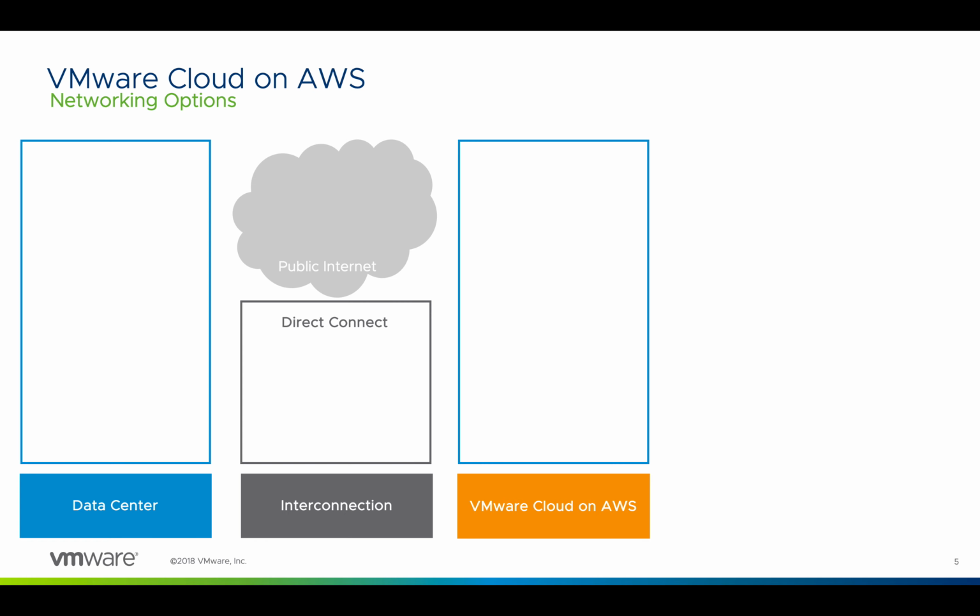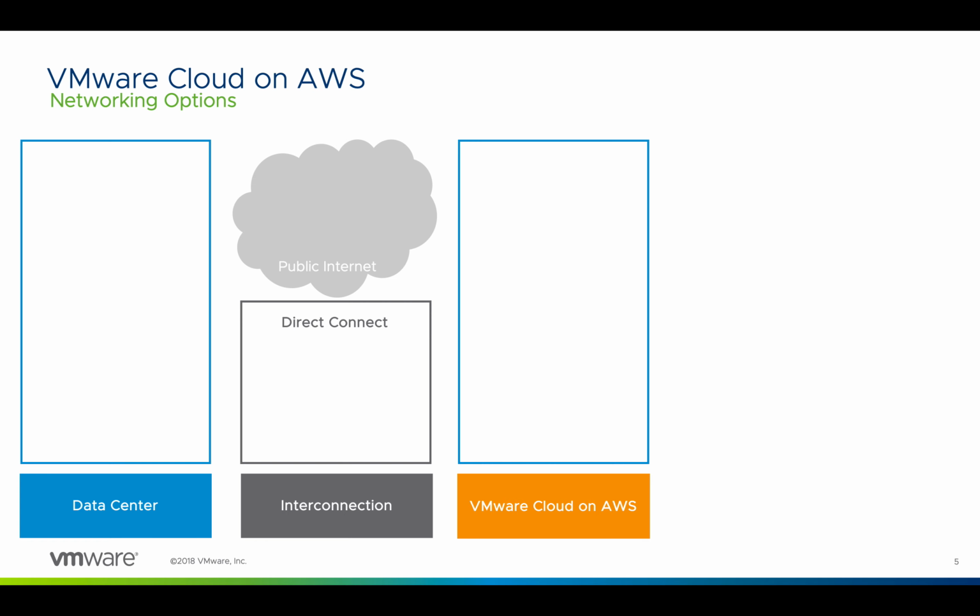You can either leverage your existing direct connect connection if you have one already, or you can contract a new direct connect connection from AWS or from the AWS partner network. Once you have a direct connect connection, it's very easy to set up a virtual interface and to attach to your VMware Cloud on AWS SDDC.